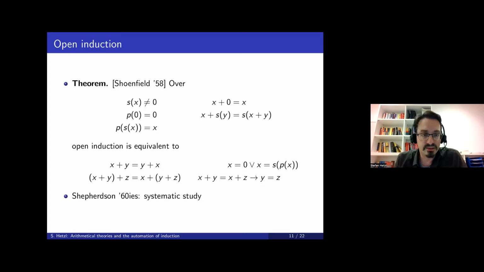And then a bit later, Shepherdson studied these systems of open induction quite systematically. There are a couple of nice papers on this. He looked at different languages and gave characterizations which were similar to that. So one thing we looked at was whether it would be possible to extend this kind of result to lists. This is interesting because, as I said, we don't have coding here, but the computer scientists also want to treat lists, trees, and other inductive data structures.